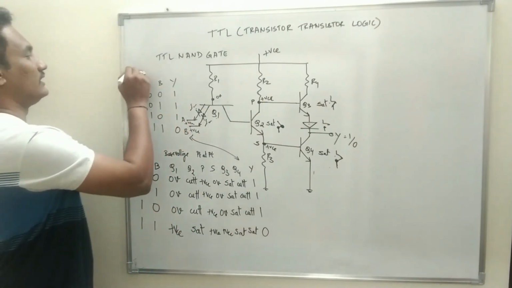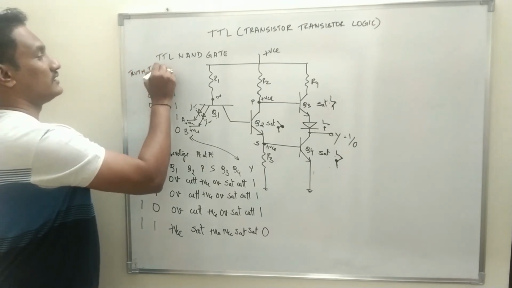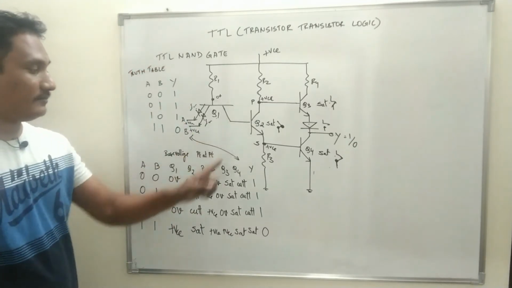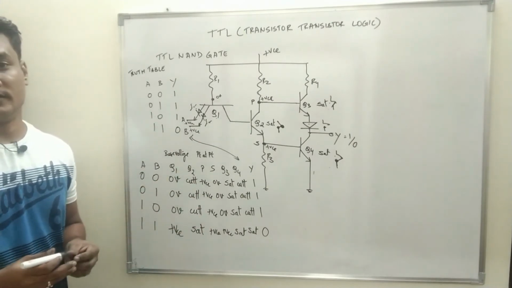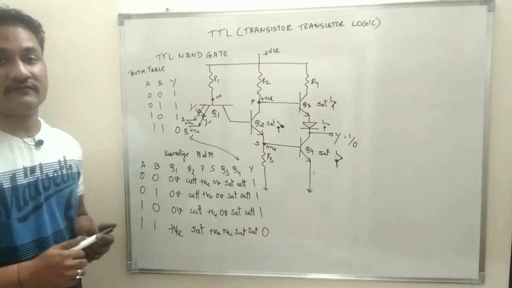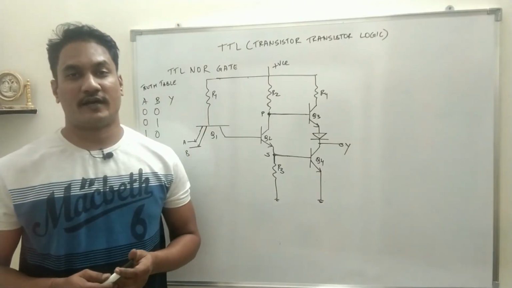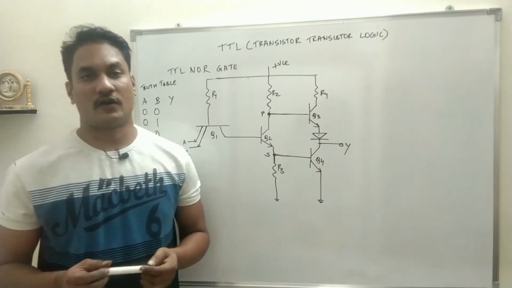This question is asked for 4 marks: diagram, explanation, truth table. This will give you 4 marks. So I hope you have understood the working of the TTL NAND gate. The next circuit which we will try to understand is the TTL NOR gate.